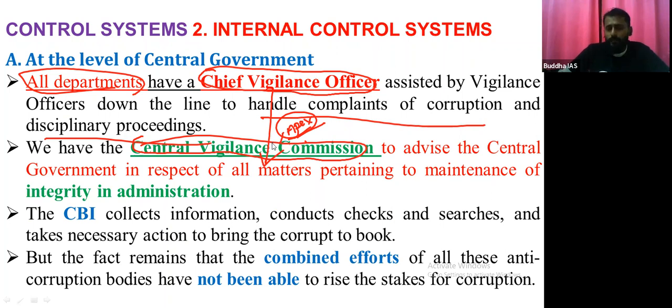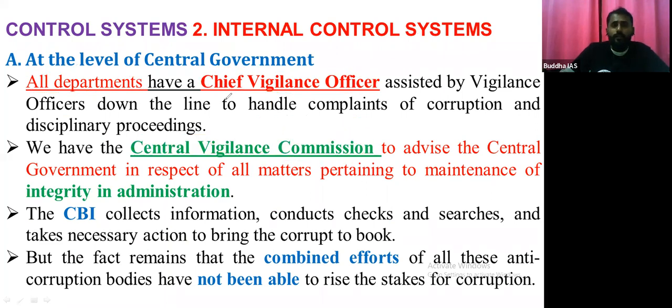But the fact remains that combined effect of all these anti-corruption bodies have not been able to raise the stake of corruption. Right? So here, what are the points which you have to keep in mind? Number one, in all departments at the central level, we have got Chief Vigilance Officer, and also we have got Central Vigilance Commission, which is the apex body which looks into the integrity aspect of administration. Along with that, CBI is also involved. But all these things are not effective.